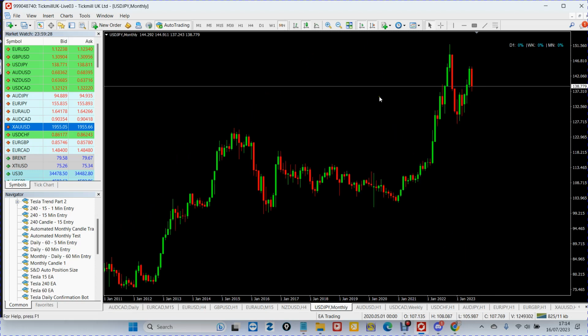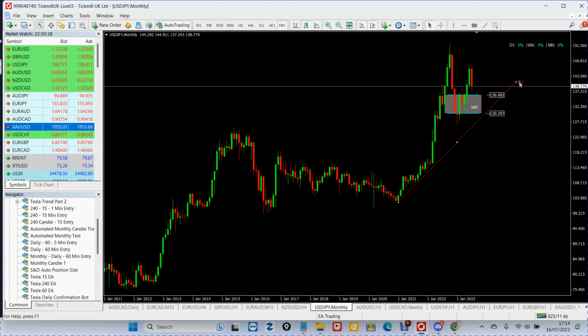Right, let's have a look. Top-down analysis. Monthly. This is an area that I was keenly interested in, this spacing area on the weekly. But basically, let's start from the top. Monthly demand is being removed, so we have got this little bit area of supply, but the general trend is to the upside.